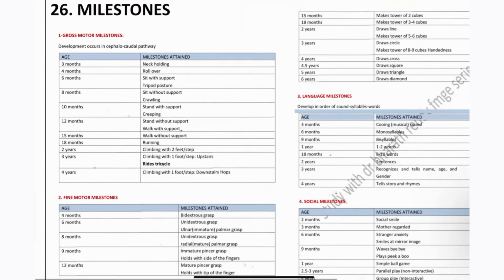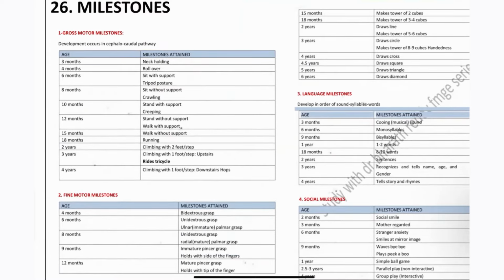Okay, next coming to the milestones, very important, commonly asked in pediatrics. First, gross motor, it is going to follow the cephalocaudal pathway. For example, neck holding at the age of 3 months, 6 months sit with support in the tripod position, 8 months sit without support, 10 months stand with support, 12 months stand without support.